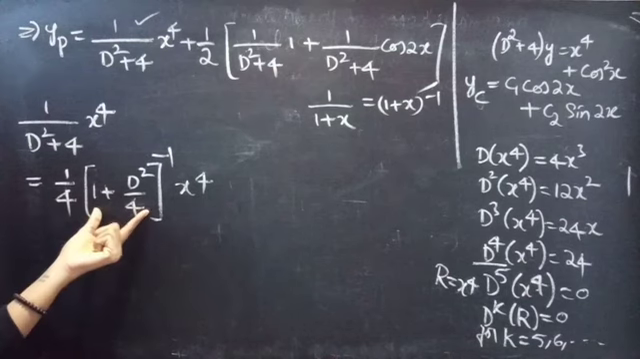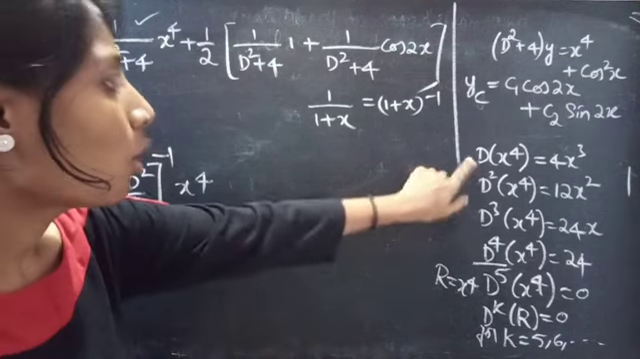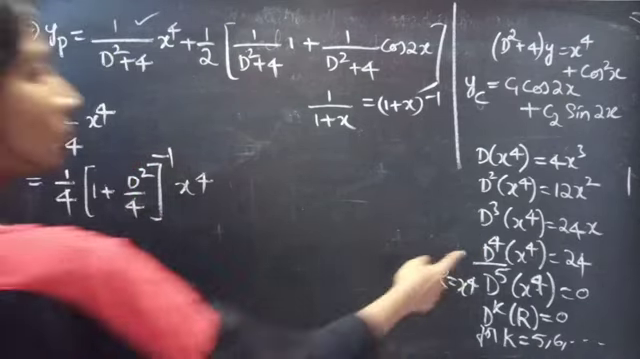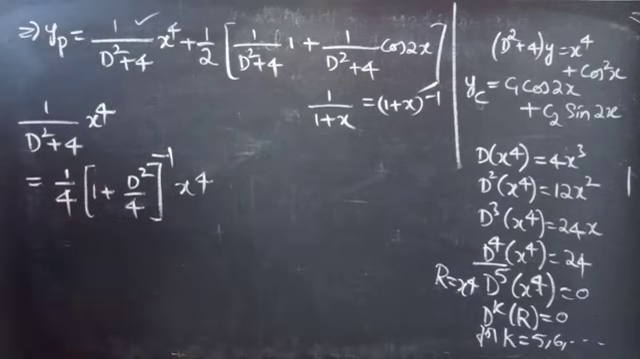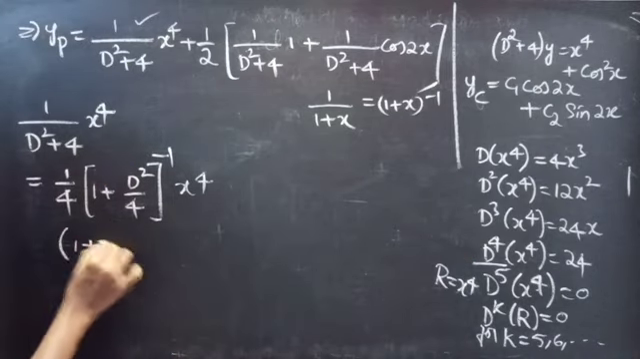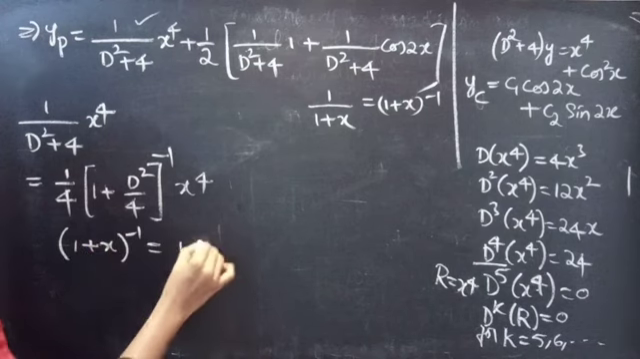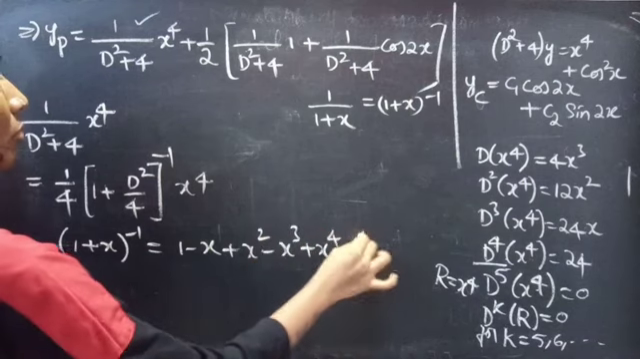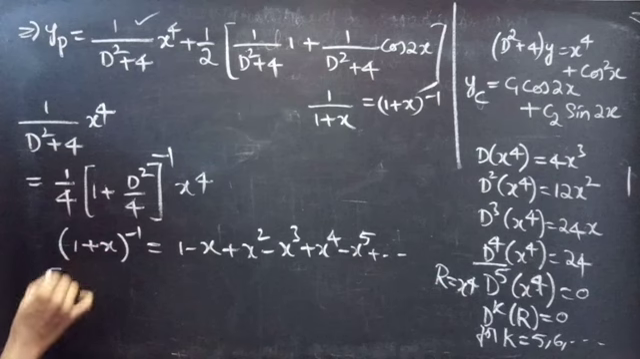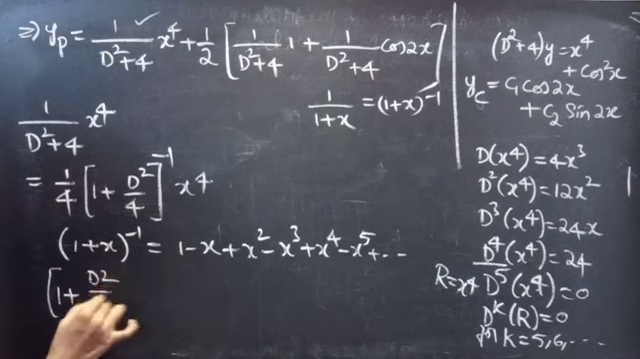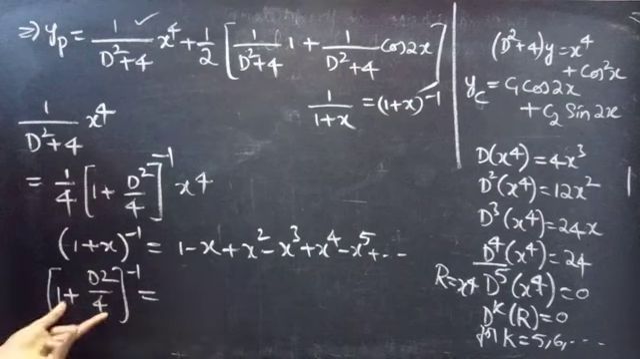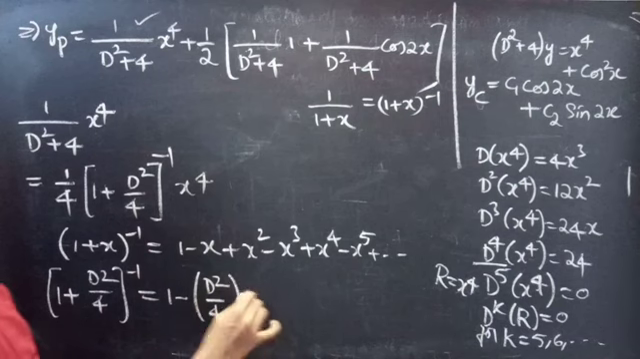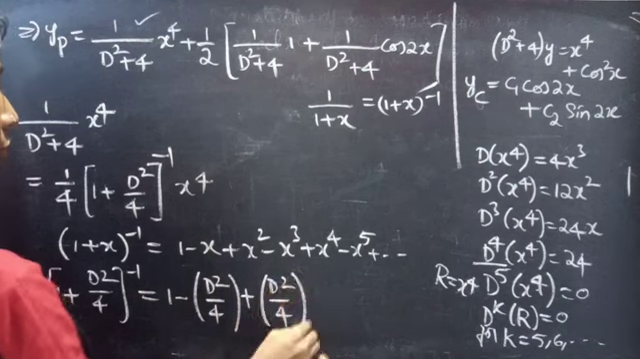Now let's see how to expand this by keeping all these 4 derivatives in mind. You just need to keep D power 4 in mind. We have (1 plus x) whole inverse equals 1 minus x plus x square minus x cube plus x power 4 minus x power 5 and so on. Right? So, for x equals D square by 4, we can expand (1 plus D square by 4) whole inverse as 1 minus D square by 4 plus (D square by 4) whole square.